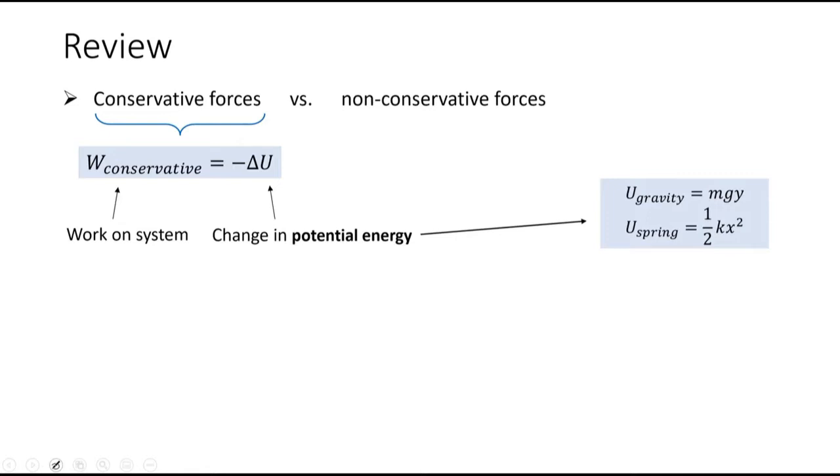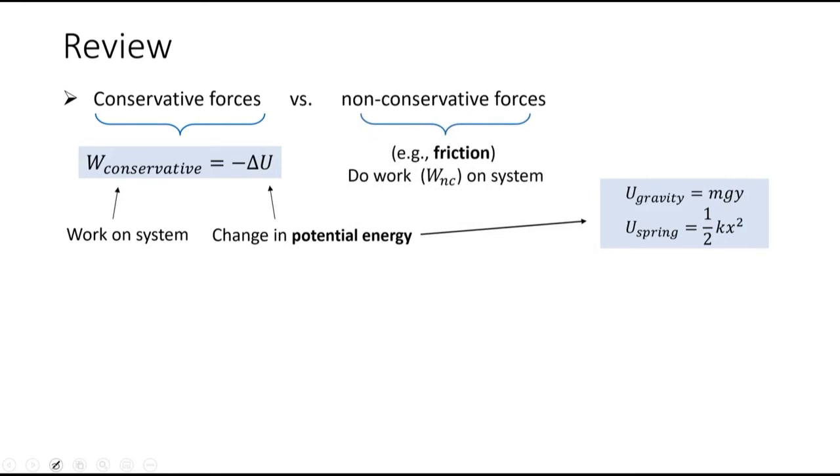So we can talk about the potential energy due to gravity, which is mgy, or the potential energy due to that restoring force, the spring force, which is 1/2 kx squared. Okay, and so then if you have either the spring force acting or gravity acting, it will do work on the system that causes a negative change in that potential energy.